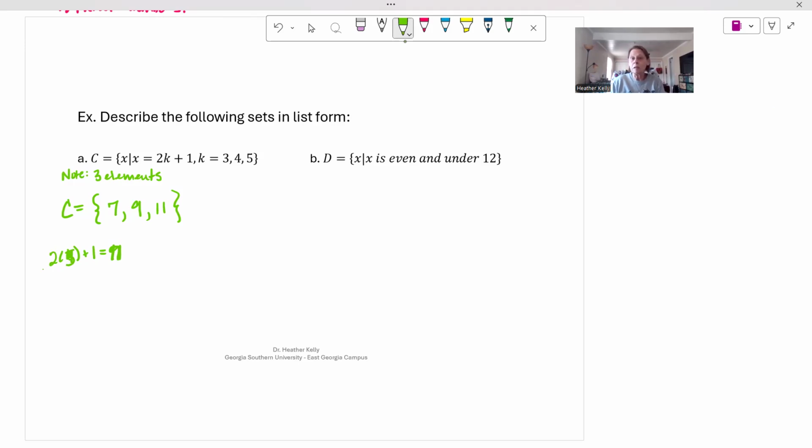The next one is basically the same, but no real math involved here. We're going to say D is equal to, and it's x such that x is even and under 12.